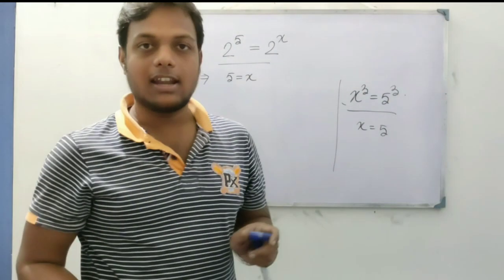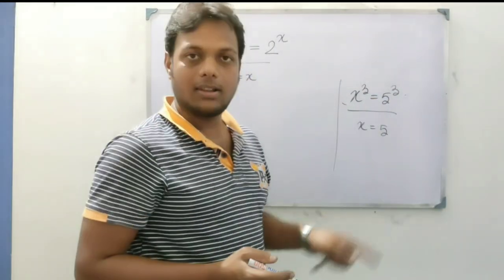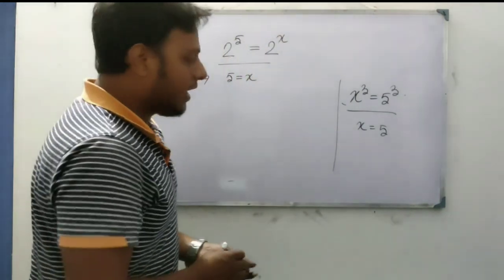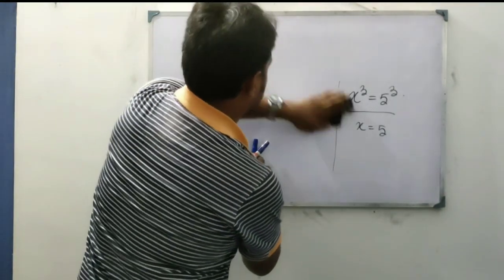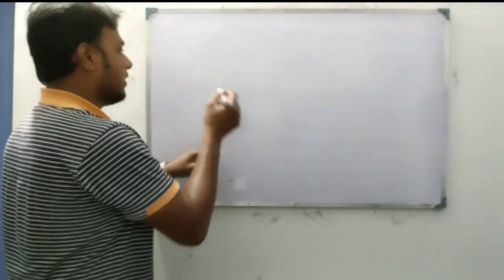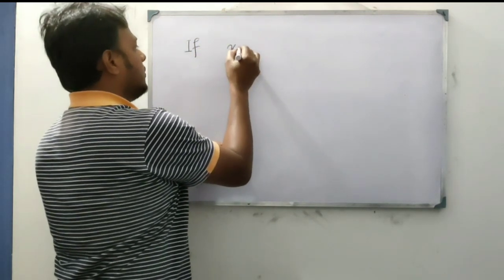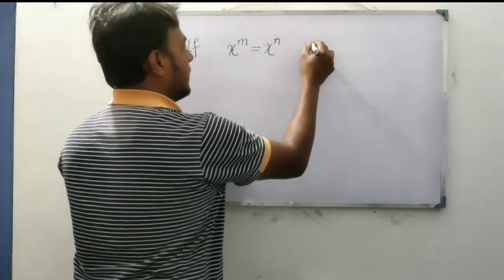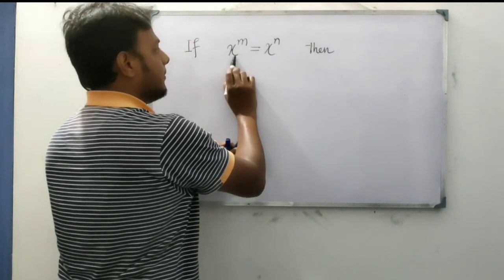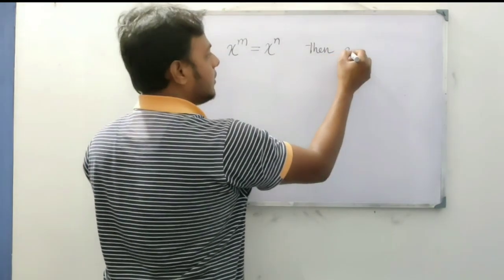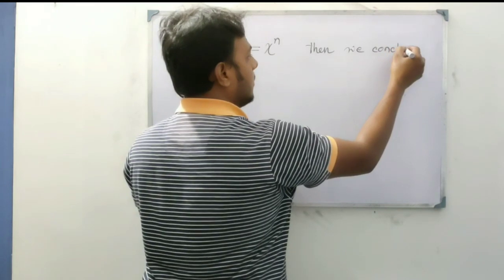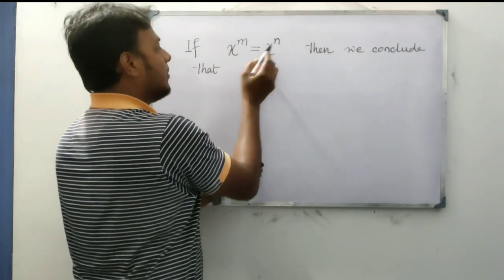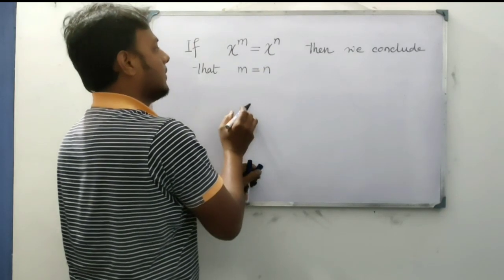Exactly, the left hand side and right hand side should be the same, and after that we can use the equal sign. So since 3 and 3 are the same, x and 5 must be the same. So we can write a rule from this that you have to note down. If x to the power m equals x to the power n, then see here x is the same, that means the base is the same, so the power must be the same. So we conclude that m must be equal to n. This is the first one.